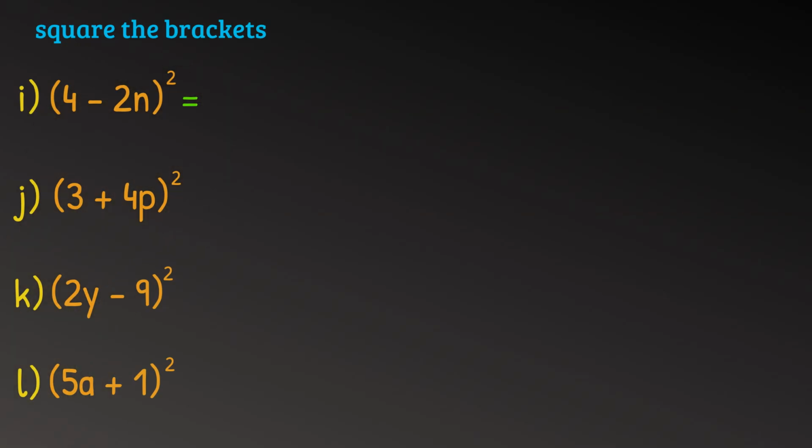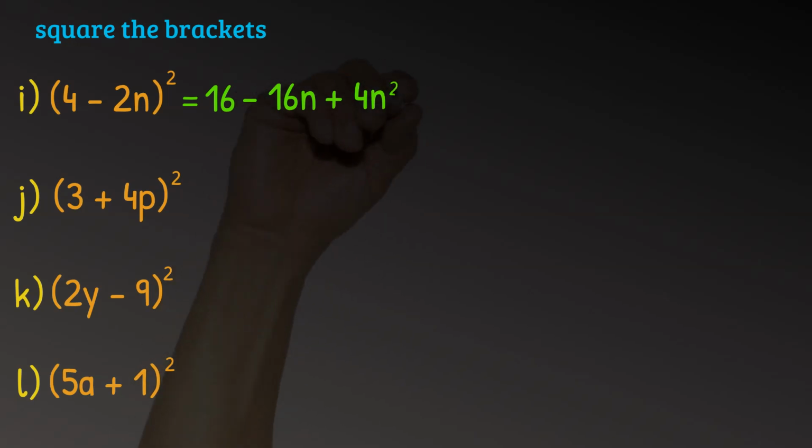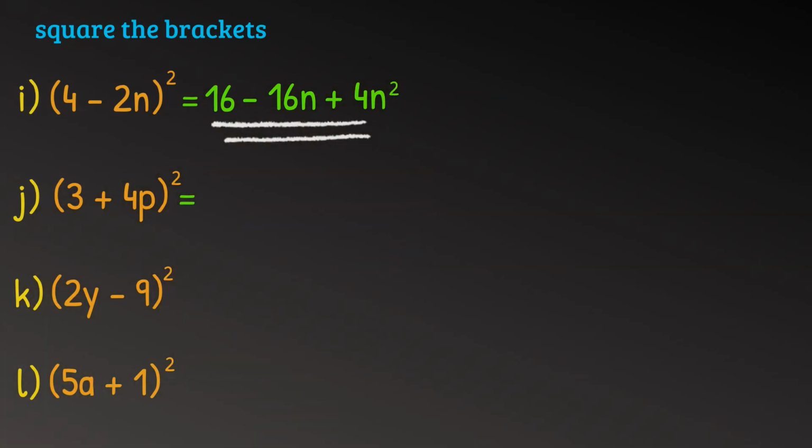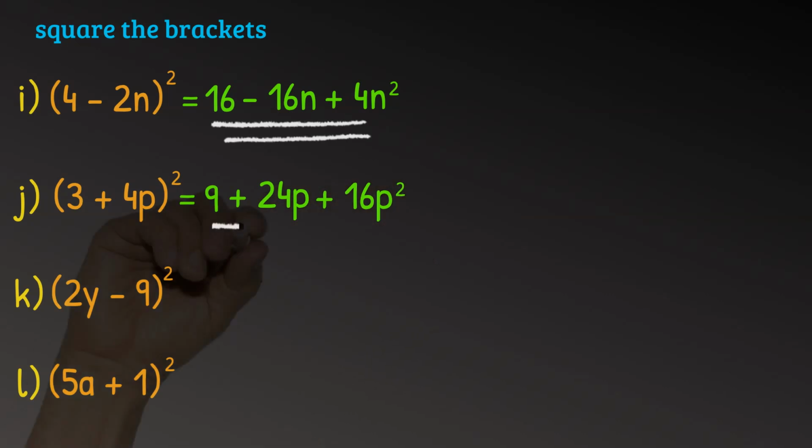In I, we have 4 times 4, which is 16. Then 4 times by minus 2n is minus 8n, but we have 2 lots of them, so that's minus 16n. And minus 2n times by minus 2n is plus 4n squared. In J, we have 3 times 3, which is 9. Then we have 3 times 4p, which is 12p, but we have 2 lots of them, so that's 24p. And 4p times by 4p is 16p squared.